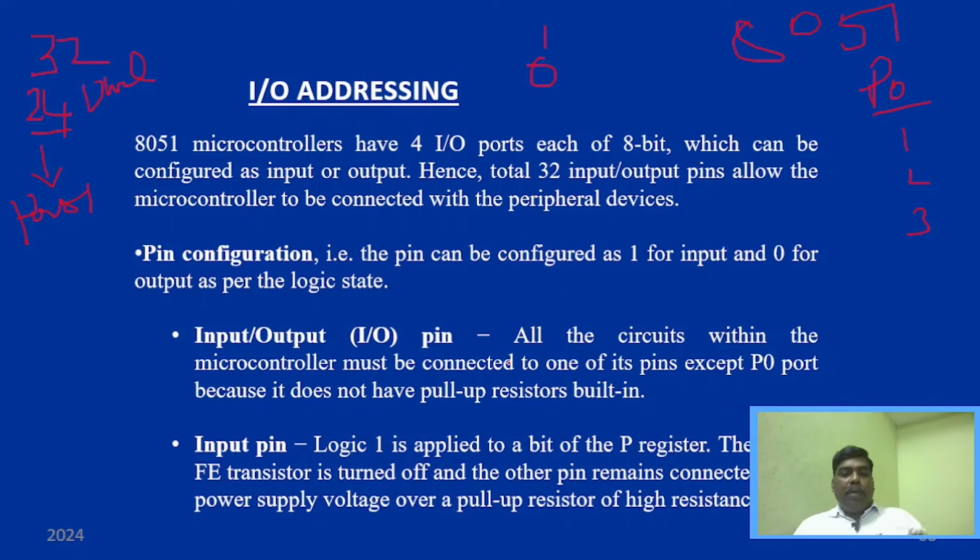For an input pin, logic 1 will be applied to the P register, that is the port register, and for input configuration the output transistor will be turned off. That is why it will act as an input port. And whenever we want to configure it as an output pin, then we have to give logic 0 so that it remains in the ground state.